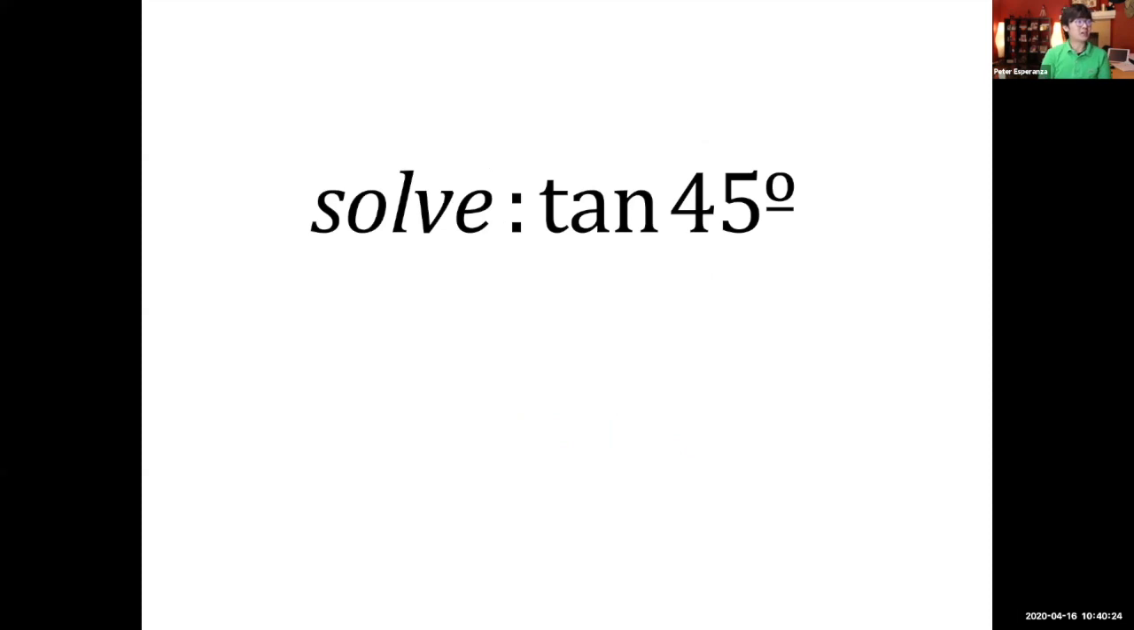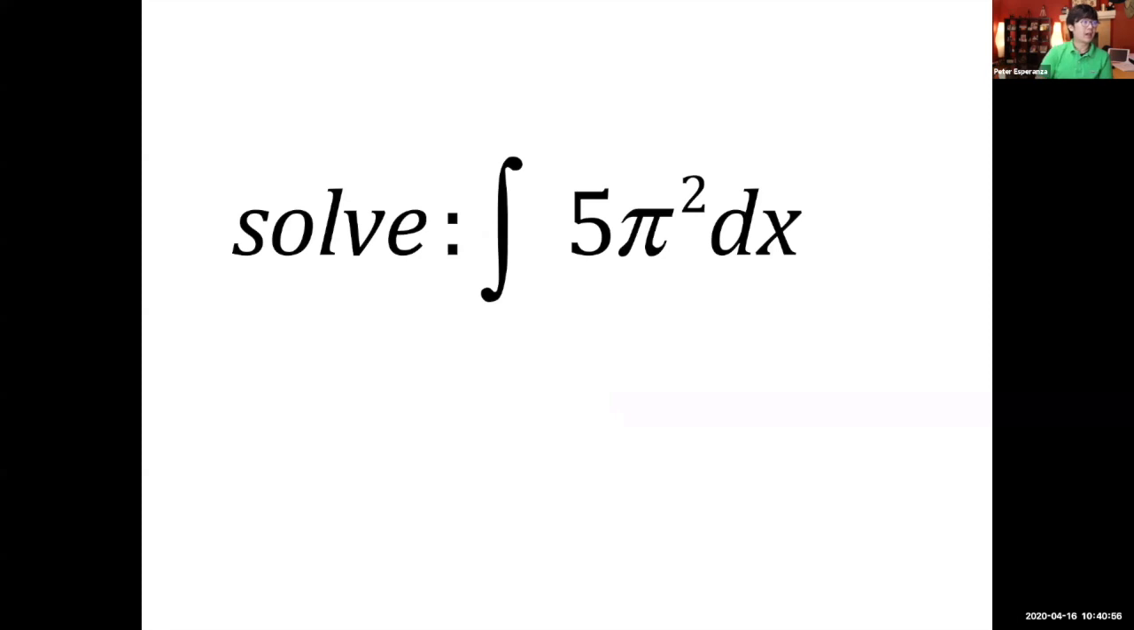How about this one? What is the actual value of tangent 45 degrees? 1. Tangent 45 degrees is equal to 1. And that is correct. So you also need to know, at this point in the game, the basic values of your sine, cosine, and tangent function. So make sure you know your unit circle really well. And this one is another value of the unit circle. Tangent 45 is 1.